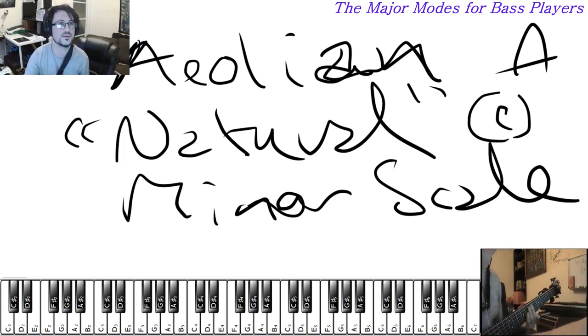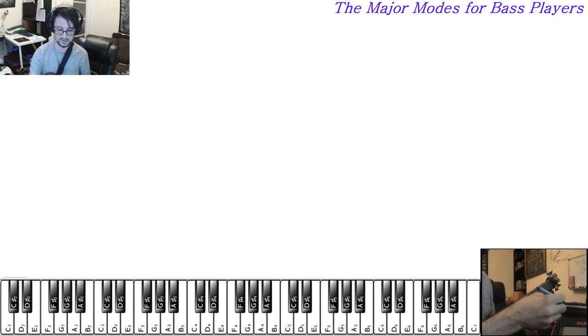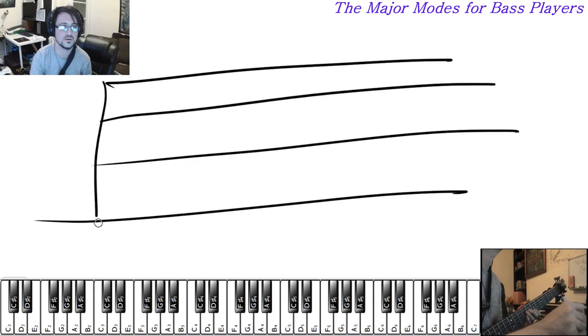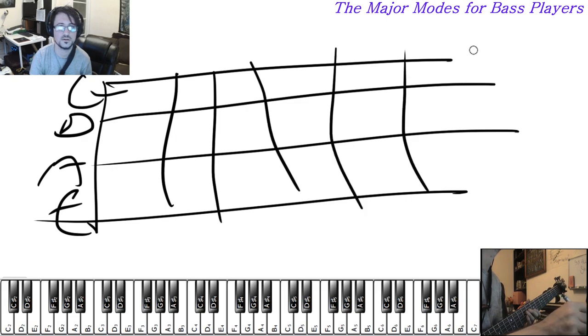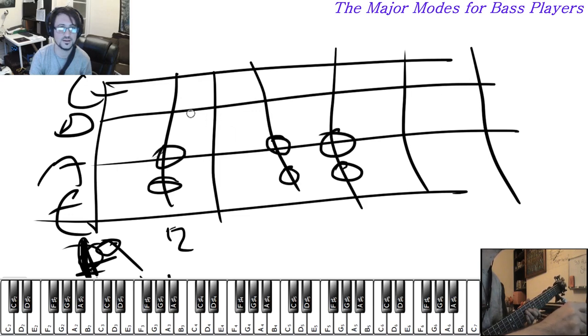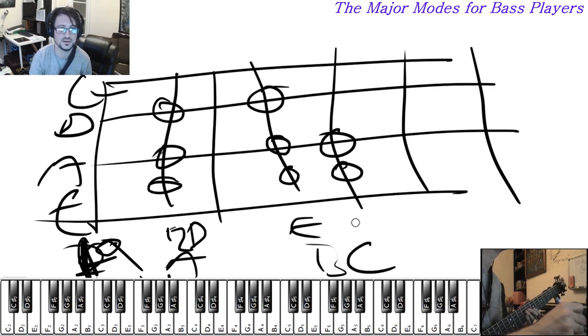And just for those of you that want a tablature reference so you can look back at it, Aeolian goes like this. E, A, D, G. And this is our 11th fret, let's say. So that's 11. So this is 12. So it goes root, 2nd, flat 3rd, 4th, 5th, flat 6th, flat 7th, octave. Or A, B, C, D, E, F, G, A.